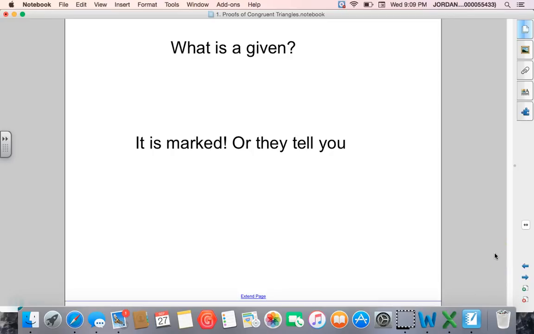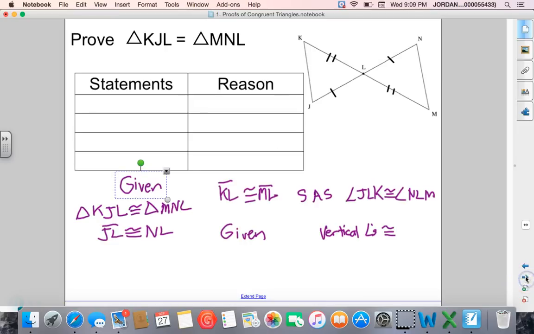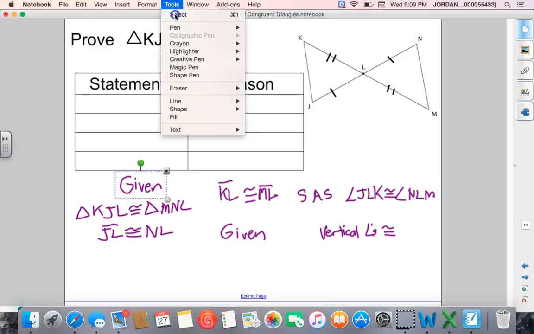Alright, so now, what is given? We talked about that a little bit. A given is something that is already marked on the triangles or something that they tell you in words. So those things are given to you. Right here, let's practice a little bit with doing one of these actual proofs.